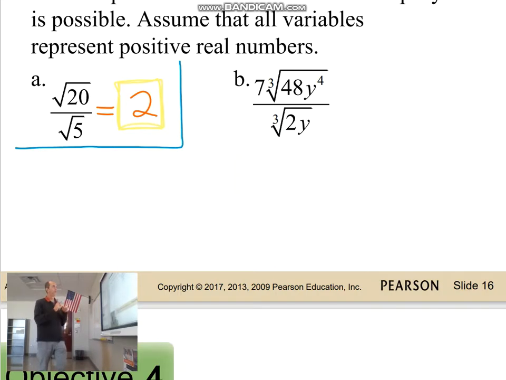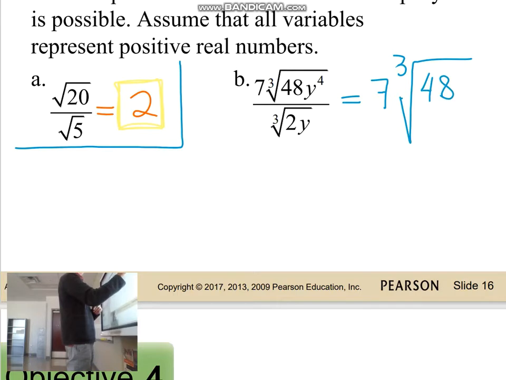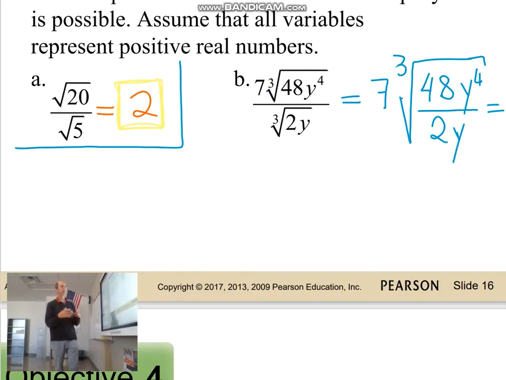On the example of letter B, we will apply the quotient rule backwards. We have 7 times, right? And we're going to put together, because they have the same cube root on the numerator and denominator, the numerator and denominator inside the cube root, to check if we can simplify something, okay? We can do this. This is the quotient rule applied backwards.